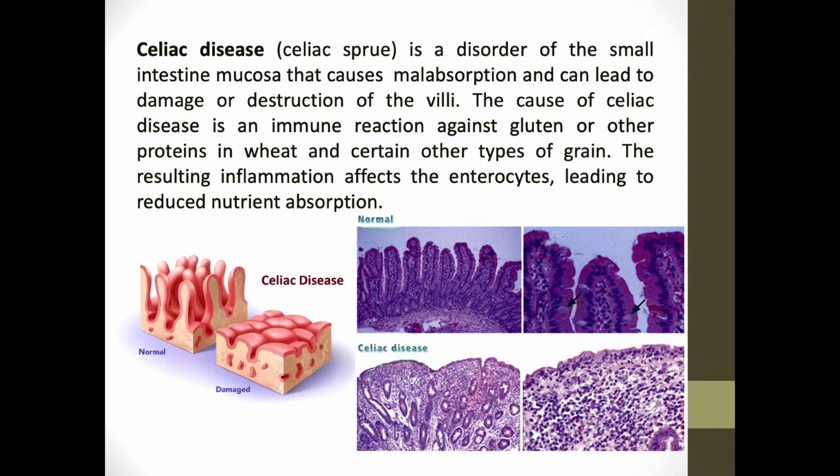You heard about celiac disease, yes, a disorder of the mucosa that causes malabsorption and can lead to the damage or destruction of villi. So this is a problem, a disorder of villi. And the cause of celiac disease is an immune reaction against gluten or other proteins, and the resulting inflammation of the enterocytes leads to reduced nutrient absorption.